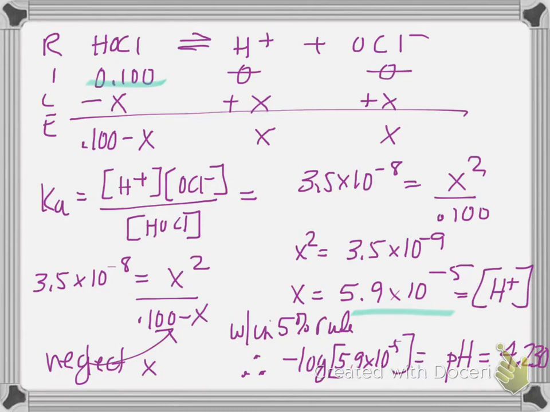Right? Because 0.1 is a lot bigger. Well, if you take 100 times your Ka, you're at 10 to the negative 6. 0.1 is a lot greater than that, so you're going to be able to neglect X.